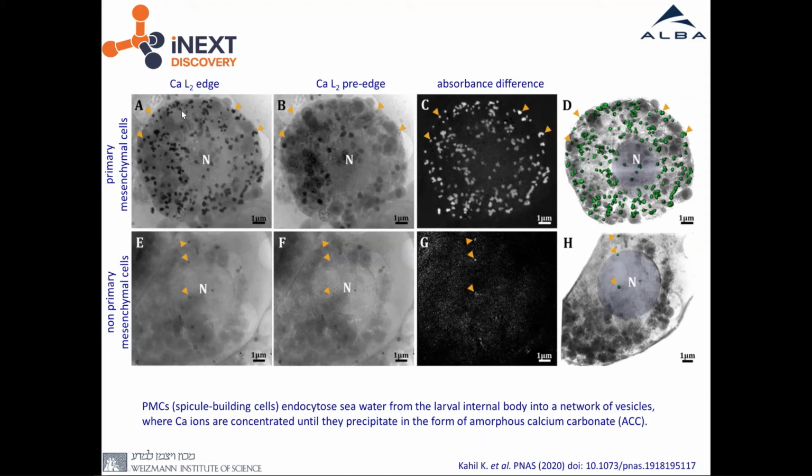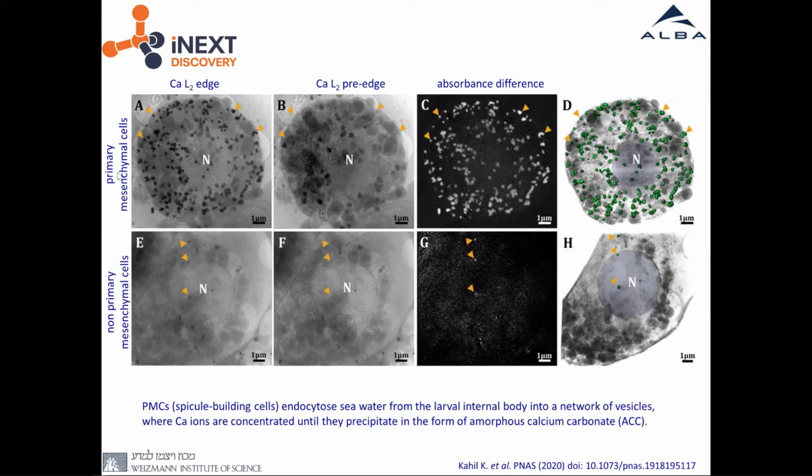The left picture is the image at the calcium L2 edge. The middle one is the image before the edge, and the third image is the difference in absorption between the first image and the second image. And then if you do tomography, you have the reconstruction of the calcium vesicles that you have inside these cells.